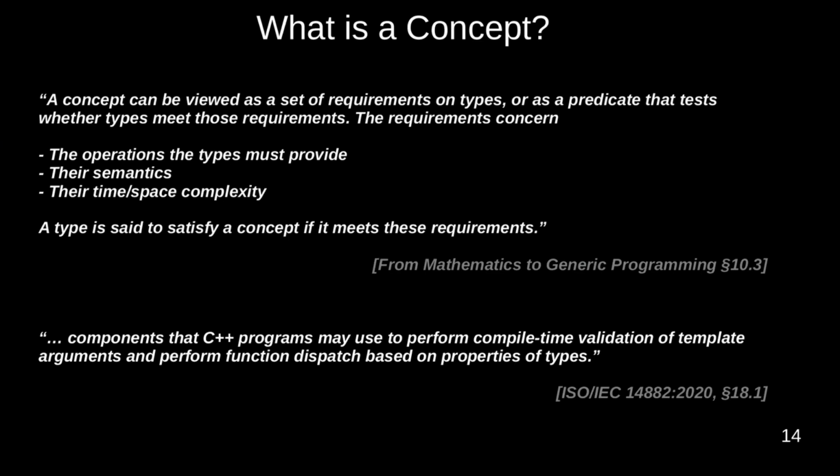And also the C++20 standard comes with a bunch of library types defined that we can use for basic things. In the standard, they're just described as components that C++ programs may use to perform compile time validation of template arguments and perform function dispatch based on properties of types. So that doesn't explain anything about concepts. It just tells you what you can use them for. So with C++20, we got this as a core language feature. Instead of just describing it in documentation, we can actually do some type checking at compile time.